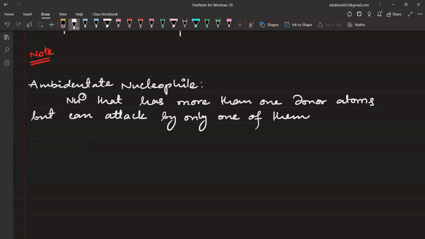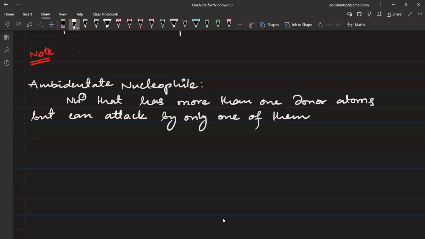ठीक है? Possibility दोनों से है कि when it is going to attack, then किसी एक से ही करेगा. It can be any one of them. Can be any one of them. ठीक है? Please understand. Both are having the capacity, बस उसमें से किसी एक से ही attack हो पाएगा. ठीक है?